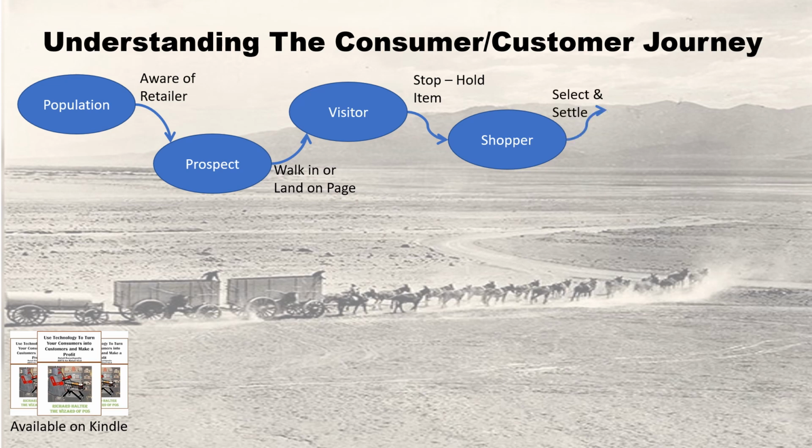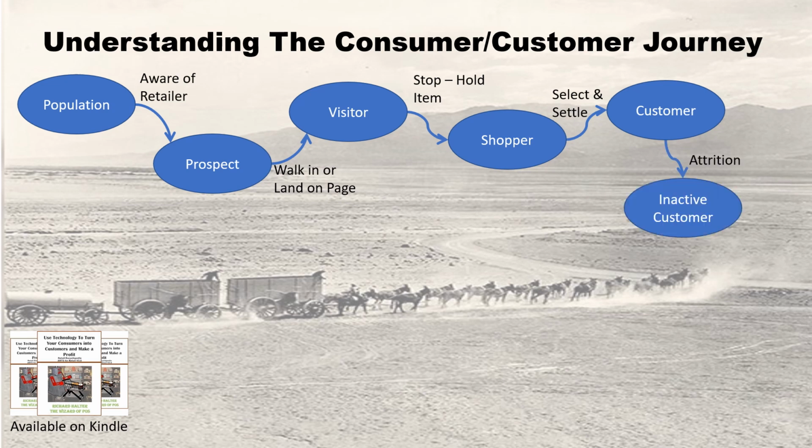If they select and settle the item, they move to become a customer. So fundamentally, a customer, as we mentioned earlier, is someone who completes a purchase. They're buying things from you now. After a period of time through attrition, they become an inactive customer. That's a customer that's been dormant for some designated period of time. What's fascinating about this stuff is that the timing is dependent on the particular kind of retailer you are.